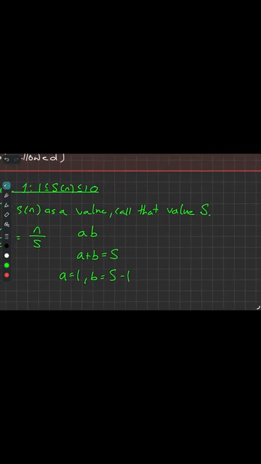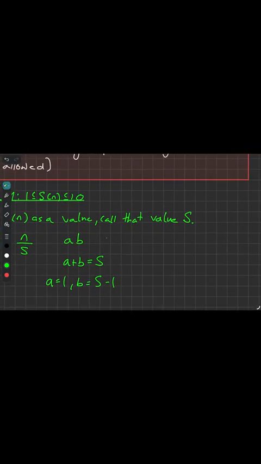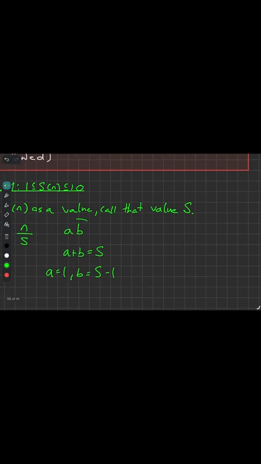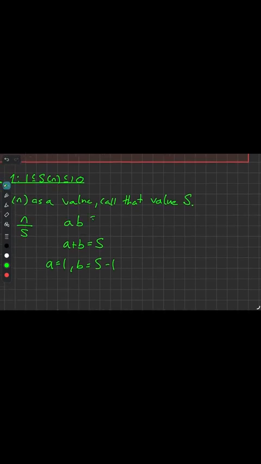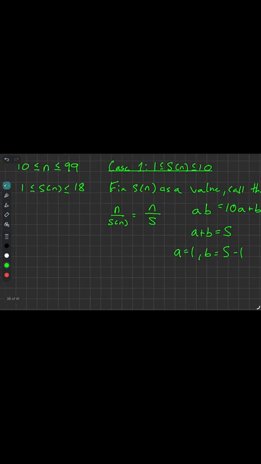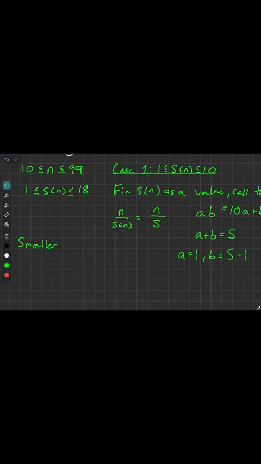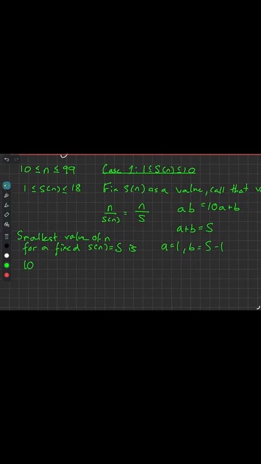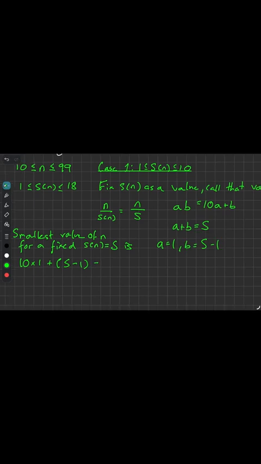Cool. So therefore the smallest value of n is going to be 10 times a plus b, right? Because that's what this two-digit number really means in base 10. And so the smallest value of n for a fixed s of n equal to s is 10 times 1 plus s minus 1, right? Because we have our tens digit being 1 and our units digit being s minus 1. So in base 10, that's the same as 10a plus b, or 10 times 1 plus s minus 1, which is exactly the same as s plus 9.